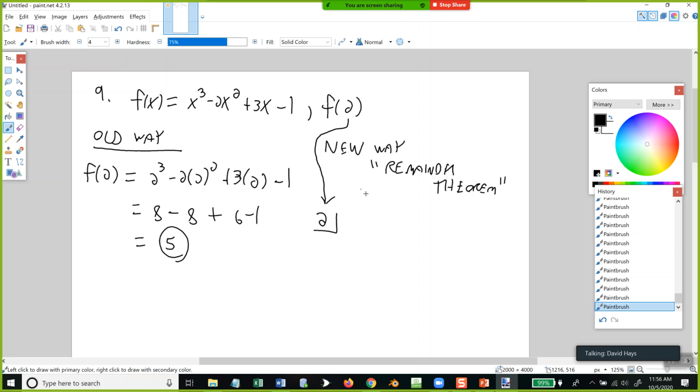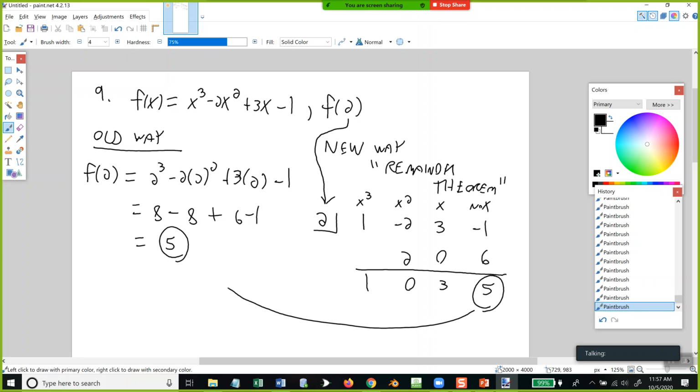Identify our largest power, which is x to the 3rd. So again, we'll have an x to the 3rd, we'll have an x squared, x, and no x. That's 1, negative 2, 3, negative 1. Go through your adding and multiplying over and over until you're done. Add, multiply, add, multiply, add, multiply, add. Remember what this last number represents. That's your remainder. Notice how it matches that right there.